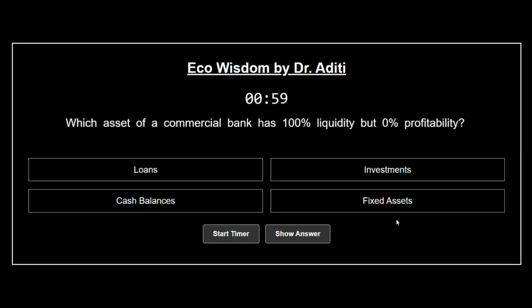Time starts now. Which asset of a commercial bank has 100% liquidity but 0% profitability? First answer is loans, second is investments, third is cash balances, and fourth is fixed assets. Now, what you can do here is take each and every option given here and apply the criteria given in the question. So, take for example loans and ask yourself, if loans have 100% liquidity but zero profitability, do the same for investments, cash balances, and fixed assets. And that's how you will know your answer.